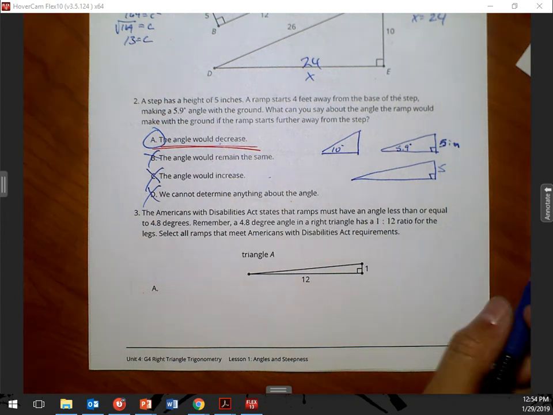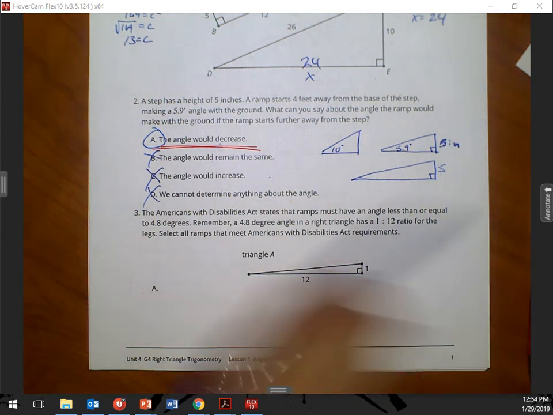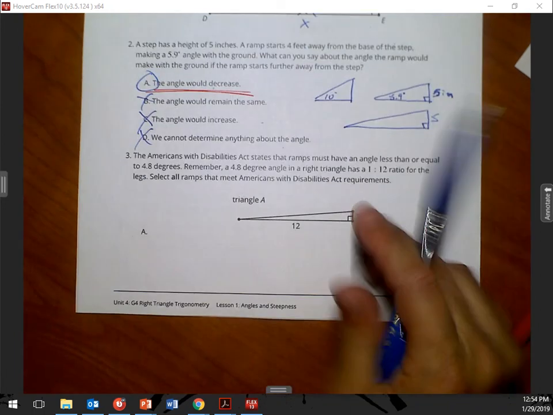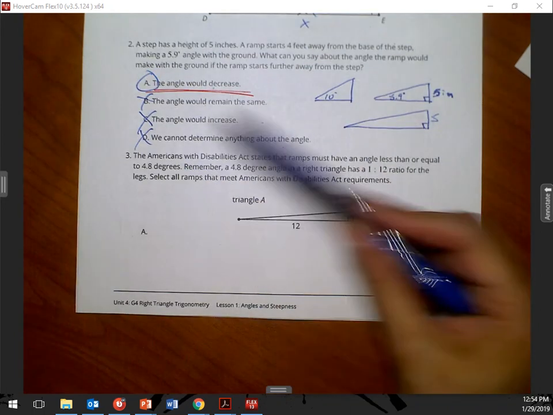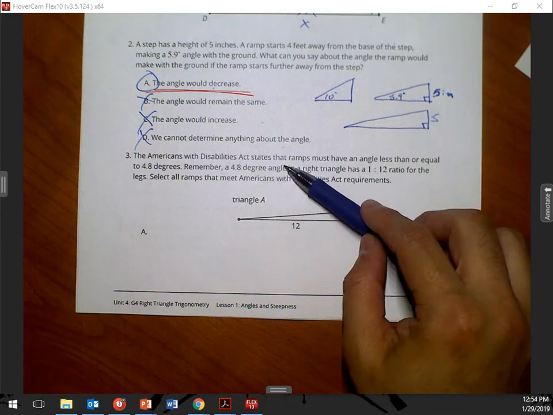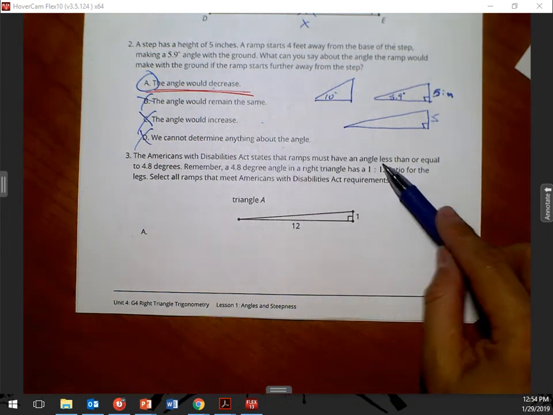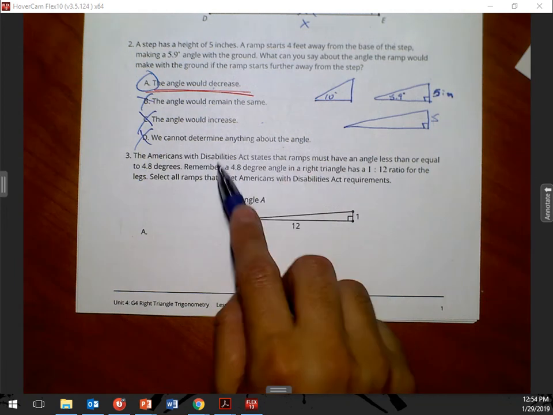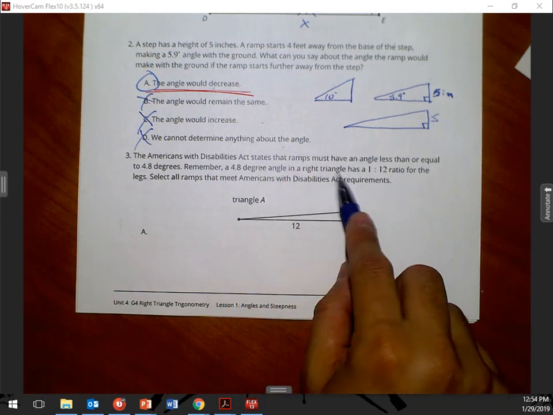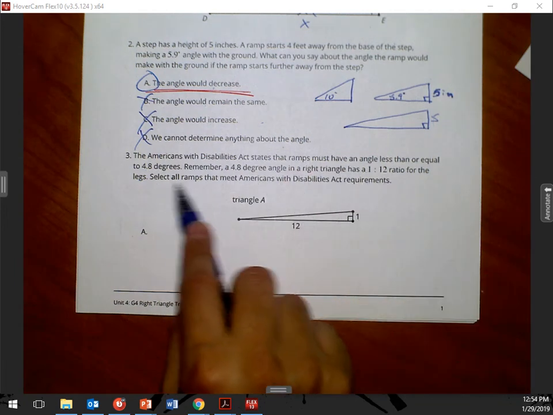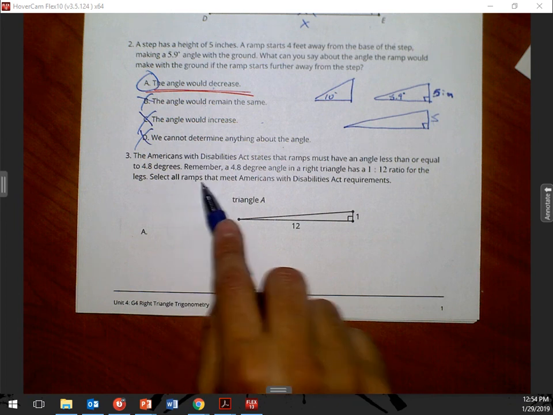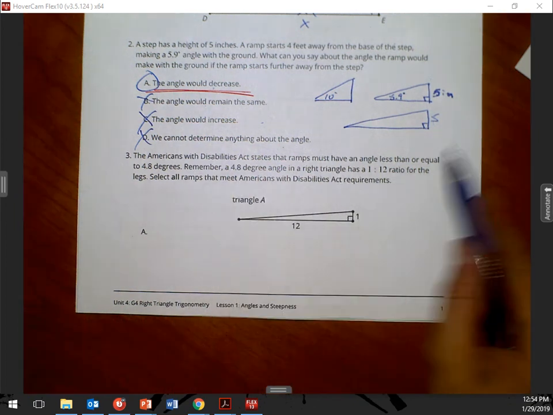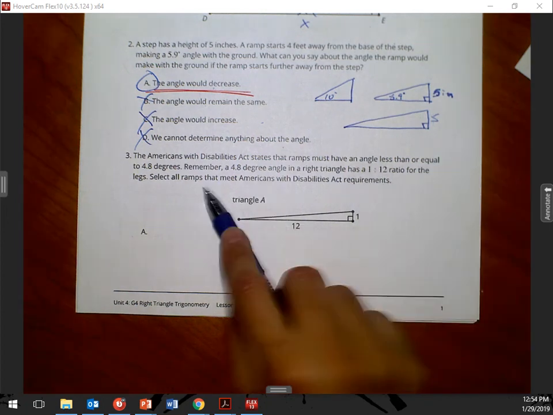It's right here. Number 3: the Americans with Disabilities Act states that a ramp must have an angle of less than or equal to 4.8 degrees, a 4.8 degree angle in a right triangle and a 1 to 12 ratio for the legs. Select all ramps that meet the Americans with Disabilities Act. So 1 to 12. A ratio of 1 to 12.